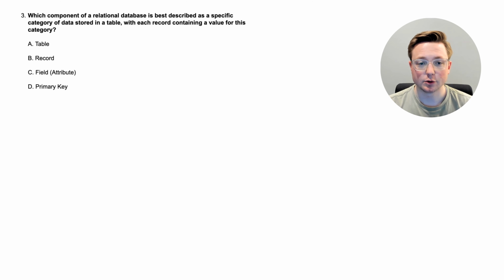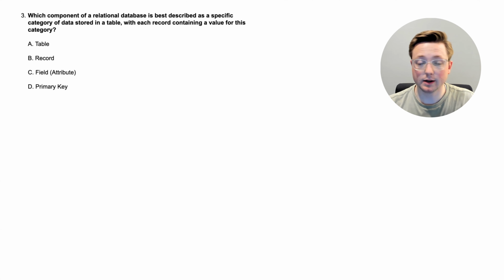All right, here we are at question 3. Which component of a relational database is best described as a specific category of data stored in a table with each record containing a value for this category? Okay, so if you don't really know what that means, we talked about a table and we talked about a record so far, so you could probably assume that we're not talking about that right now. And also, this doesn't sound like it's using table and record in the definition of whatever we're talking about. So probably not those two. You can deduce that. So it's probably either C, a field or attribute, or D, a primary key.